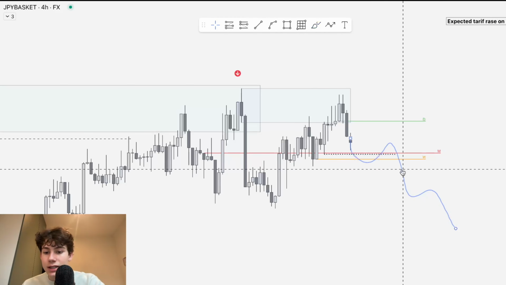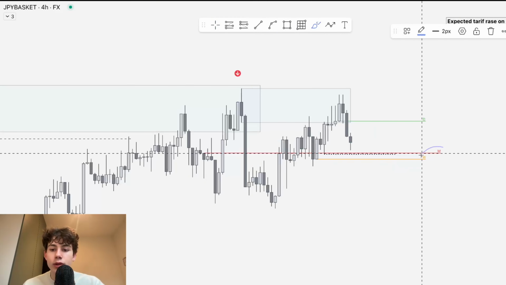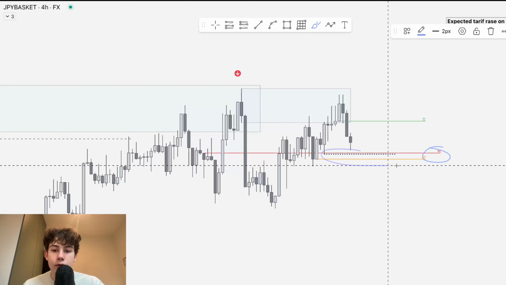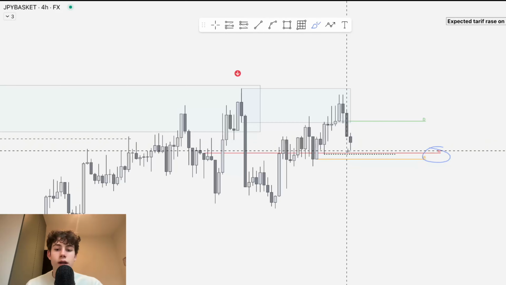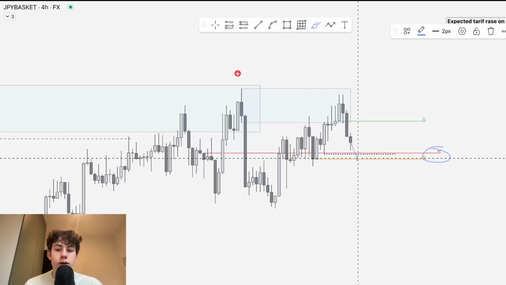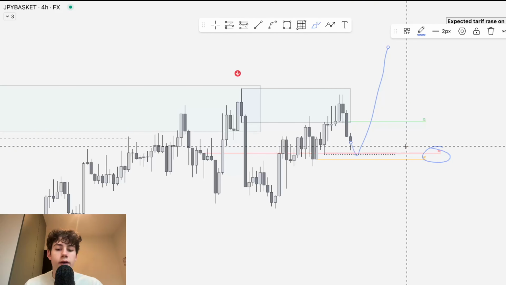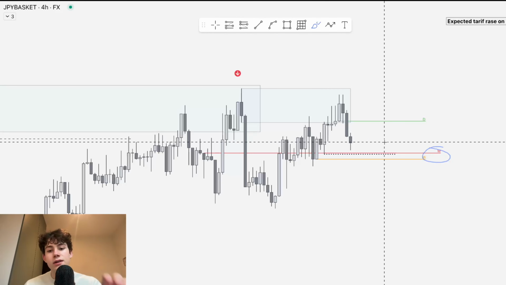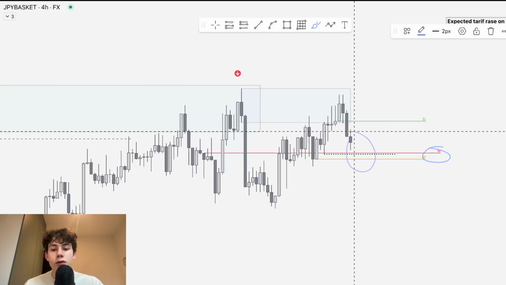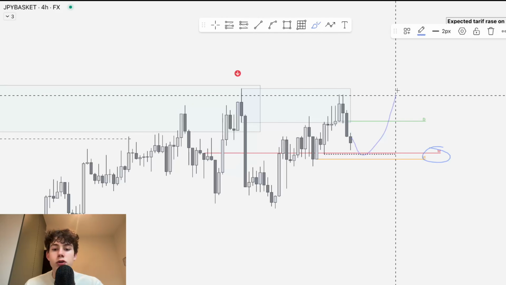Because as you can see, we also have that monthly and weekly level located at that fractal. So what could happen is we break the fractal and then we just shoot up higher. So I really want to see the confirmation that we get a candle close. And why is it that we could shoot up higher?